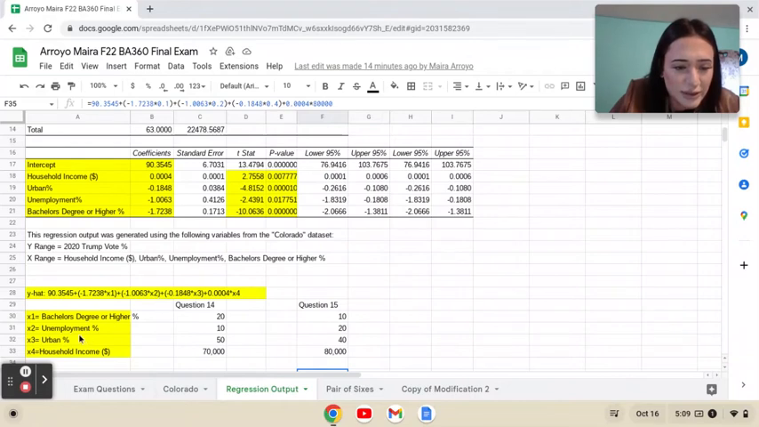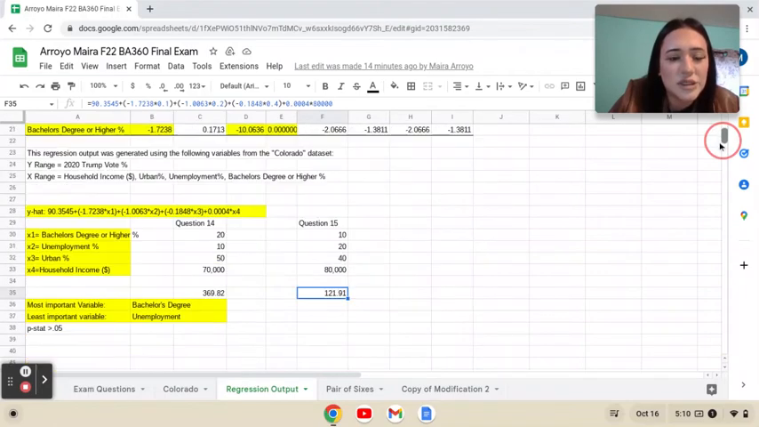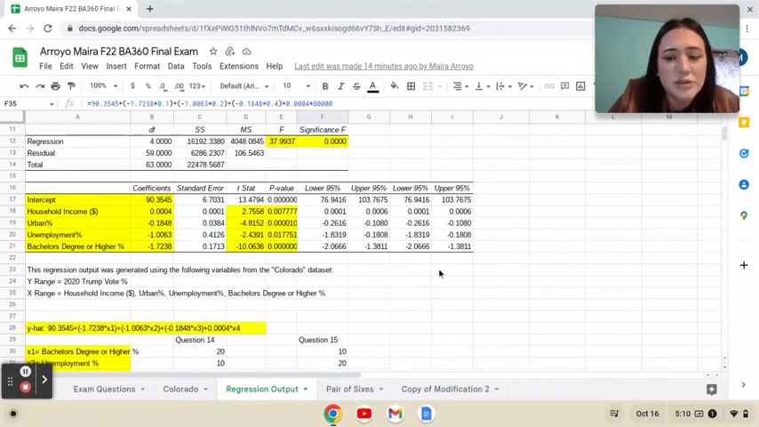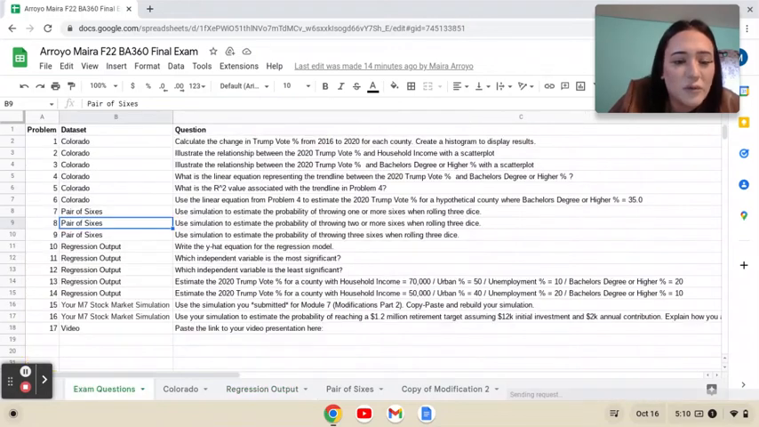Our X2 right here is our unemployment percentage, and our X3 is our urban percentage, and our X4 is our household income. Once you want to insert data into your y hat equation, those X1, X2 are going to help you plug in your numbers so that you can get the answer that you're wanting. And that was for my y hat.